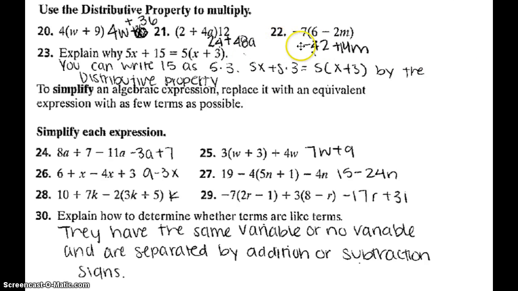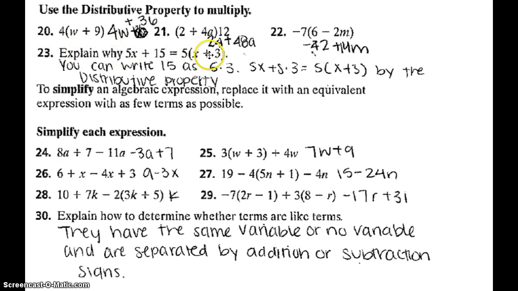Number 22, you get negative 42, and then it's plus 14M. Be really careful because you've got a negative, negative, those two multiplied give you 14M. Some people also wrote 14M minus 42, just as good.